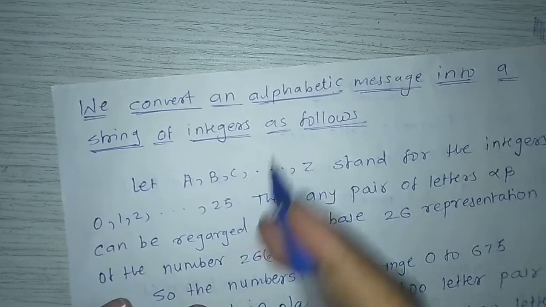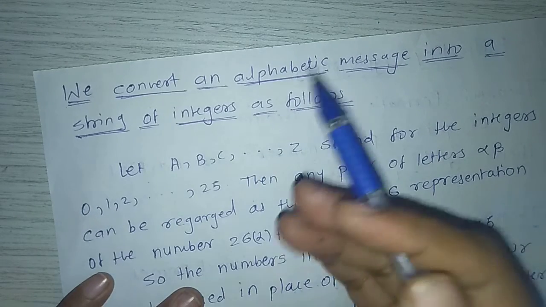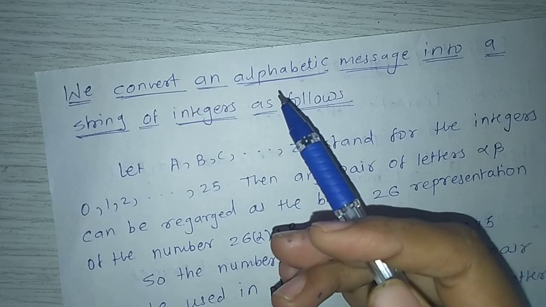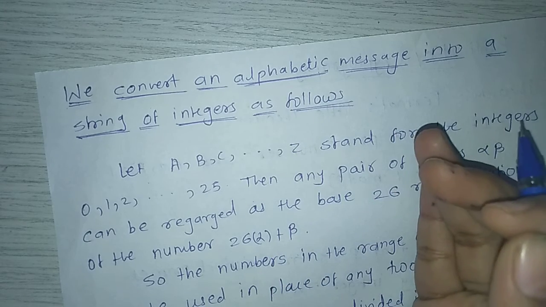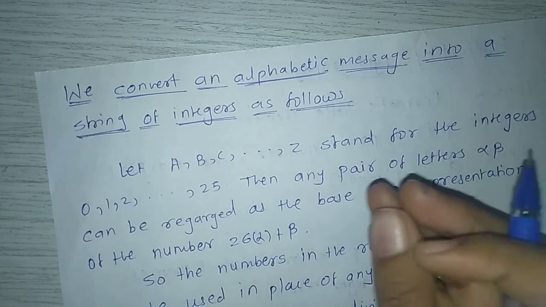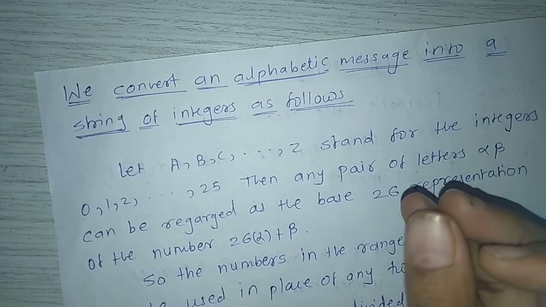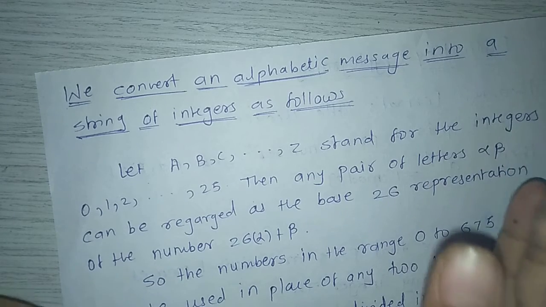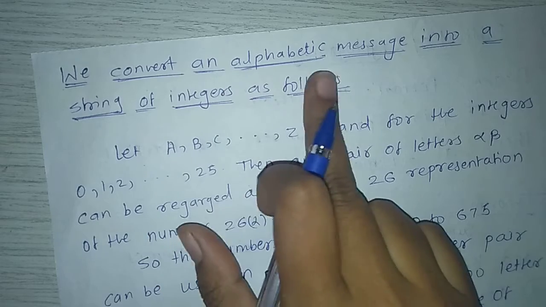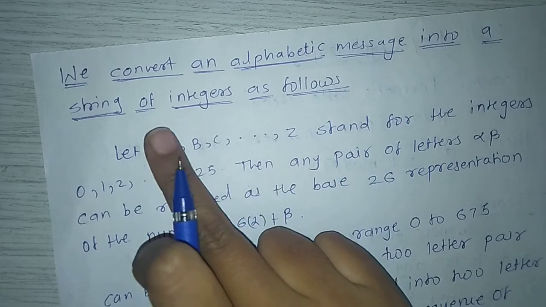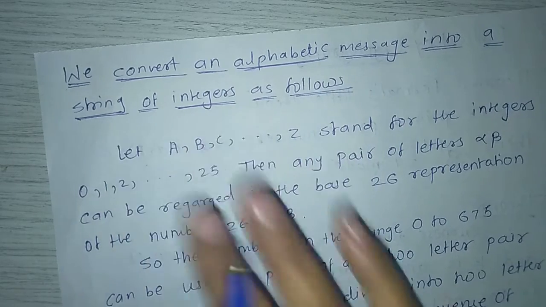Next, in RSA system, the method of encoding a message or word is made public. This is known as the public key, and only the receiver can decode the message, that is, the decoding key is secret. Next, we convert an alphabetic message into a string of integers as follows.